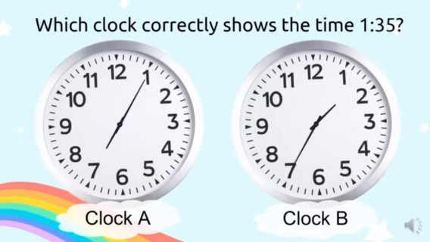To tell time, we look at the hour hand first and then the minute hand. So for clock A, the hour hand is pointing to 7 and the minute hand is pointing to 1, which is 5 minutes. Clock A shows the time 7:05. The hour hand in clock B is pointing to 1 and the minute hand is pointing to 7, which is 35 minutes. The time on clock B is 1:35. So our answer is clock B.